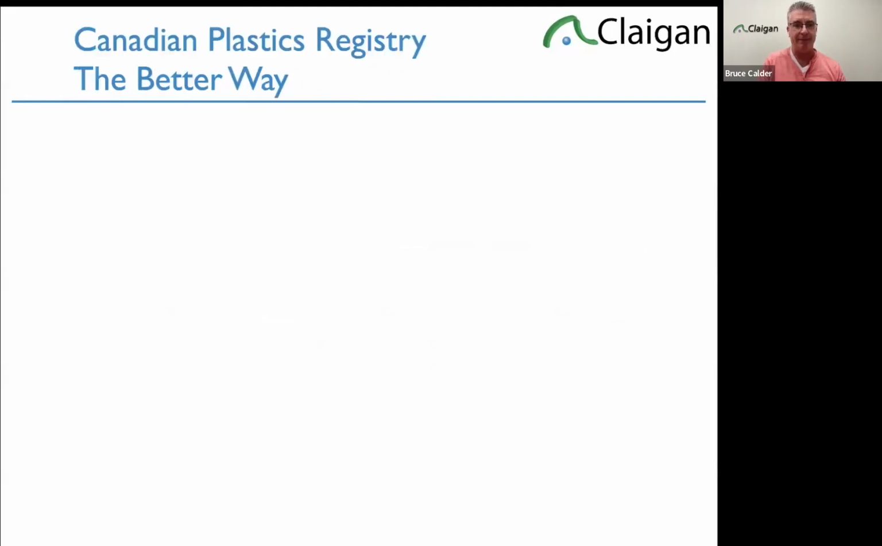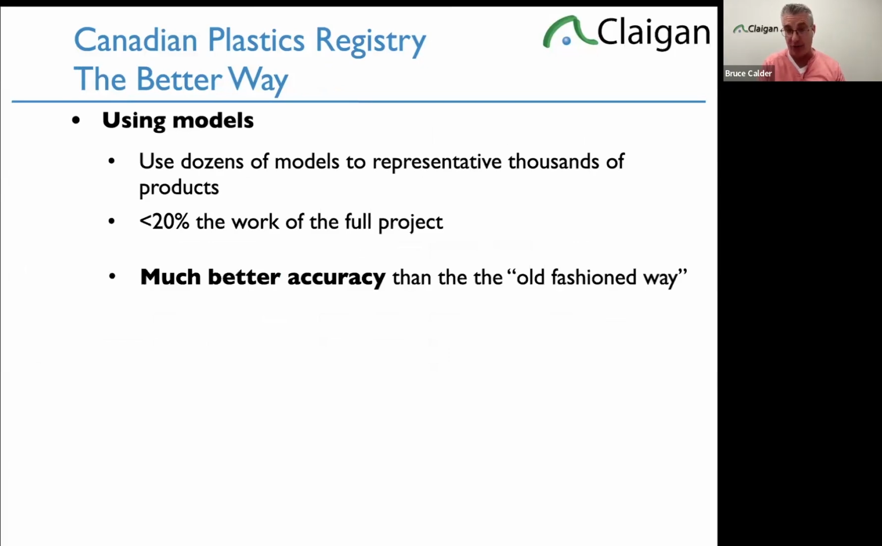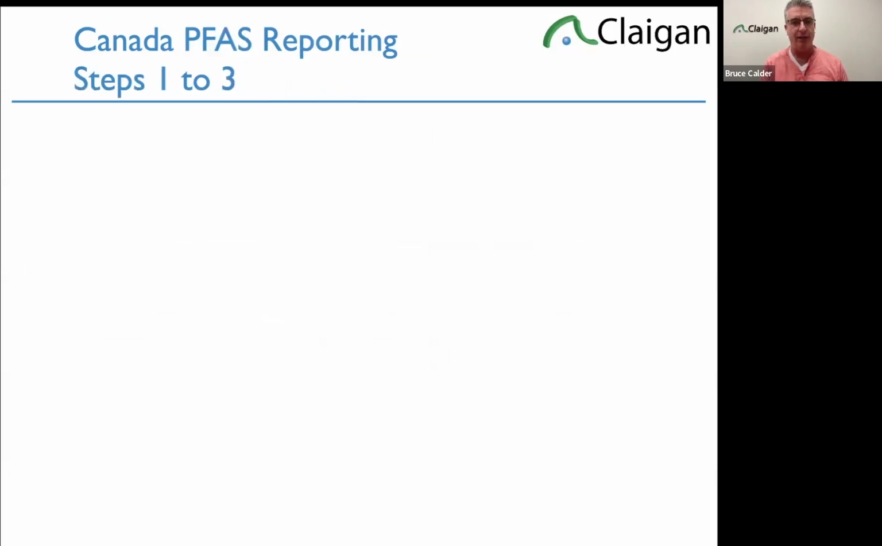So we have a plan. The better way is using models. We use dozens of models to represent thousands of products, which is about 20% of the work of the full project. It's way more accurate than the old-fashioned way and way faster. It's also easier to work on detail or correction. Like you get an answer at the end, you're going, well, that looks ridiculous. You can double check and be like, no, that's real. Or, okay, I can see what the problem is. It's so much easier in a small number of things to work on.